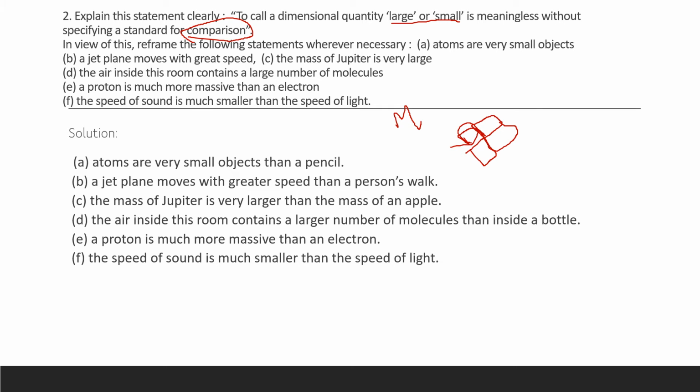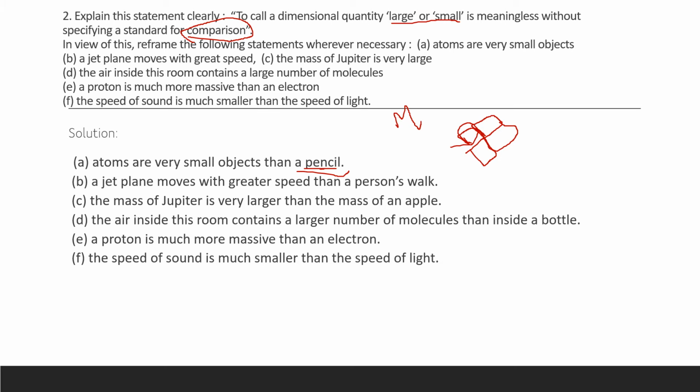The same way, you can take so many examples. Atoms are smaller than a pencil, a box, a room, a car, or a chair. Like that, so many things are there to compare it with. You can write in your own words. Instead of a pencil, which I have given here, you can give any other object, like chalk.